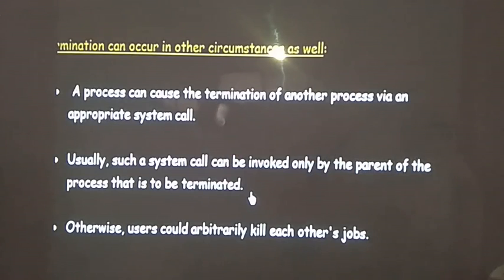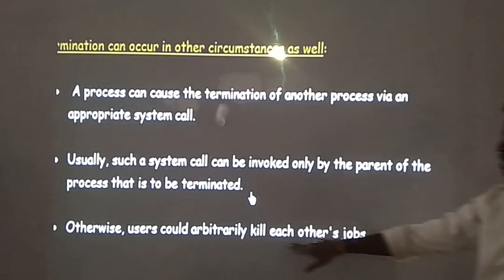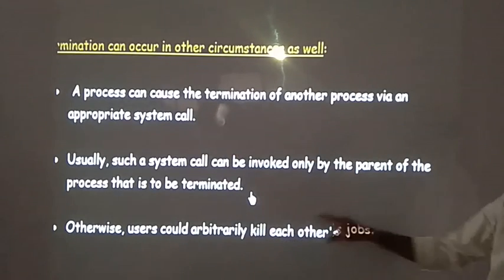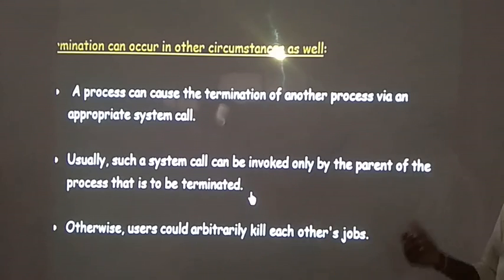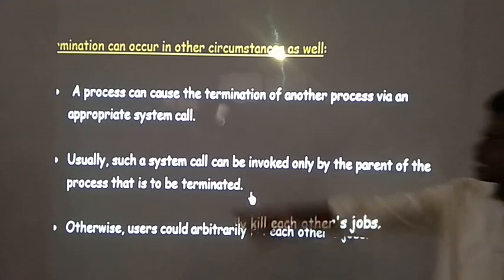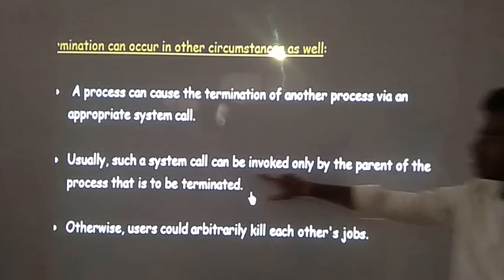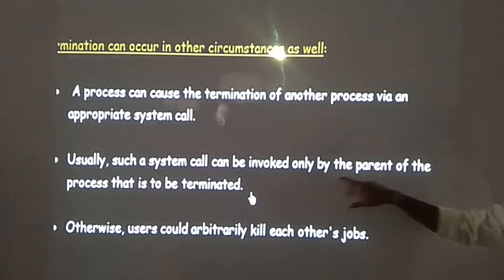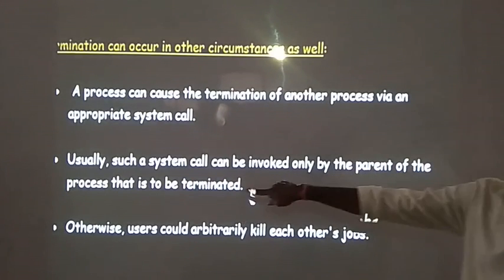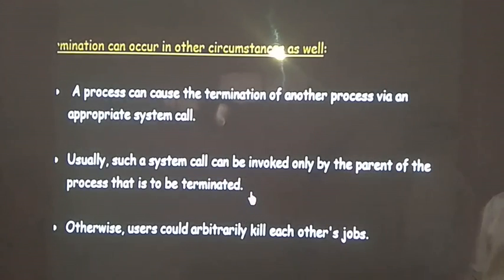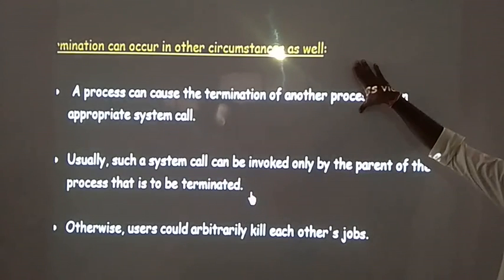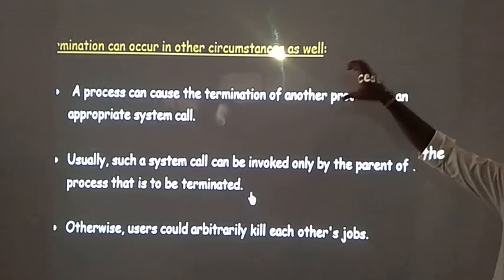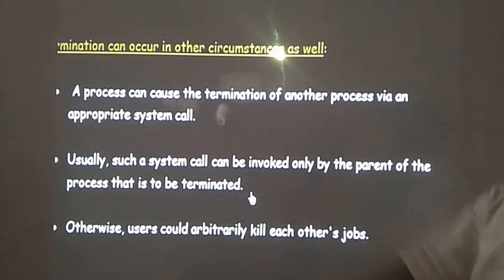Why? Because maybe your child process will not have any statement to execute, then we will be removing them. Usually we will have two cases like this. Such a system call can be invoked only by the parent of the process that is to be terminated. Only your parent process will have the authority to terminate your child process.